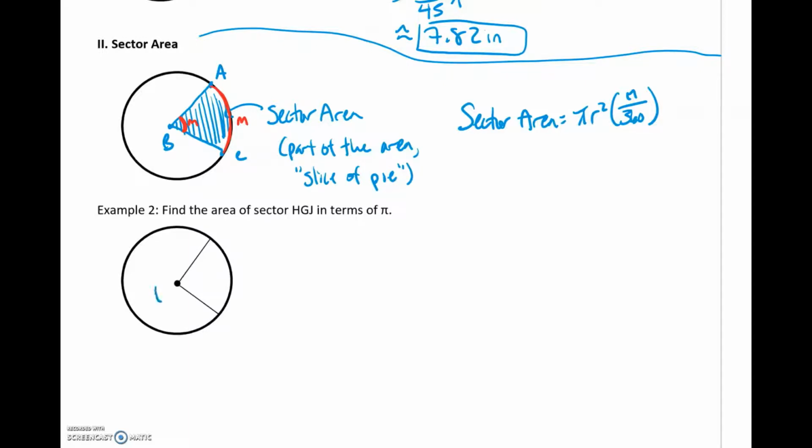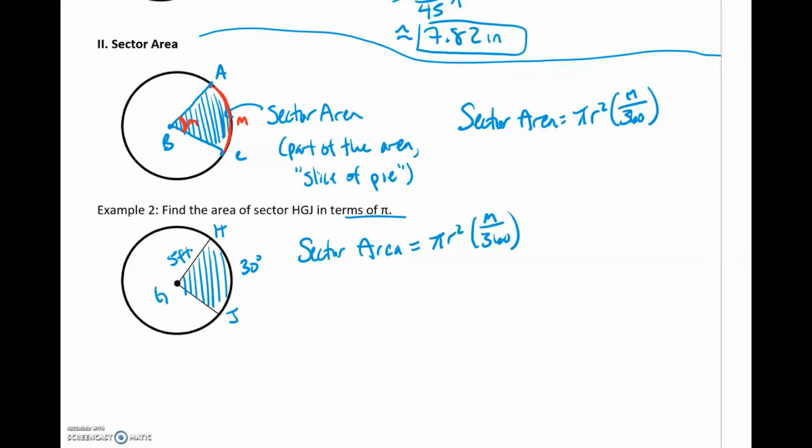This is circle G, and we have this arc HJ that measures 30 degrees, and we have a radius of 5 feet. We're looking for the area of this sector, and we want to leave our answer in terms of pi this time. So what are we going to do? Well, start with your formula. And just like with arc length, plug it all in. But we want to remember to reduce this, so we want to simplify in terms of pi.